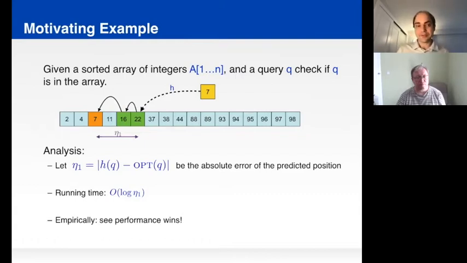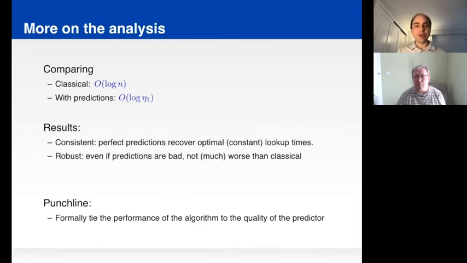Right? So now, this whole area is kind of looking at predictions and saying, how can such simple predictions help algorithm design? And why? Oh, right, just a little bit on the analysis. Of course, classical is log n, but with predictions it is log of eta. Here, immediately you have two very nice properties that follow. If your predictions are perfect, if you're given really the true oracle, you get constant lookup times. And this is as good as you can possibly hope for.